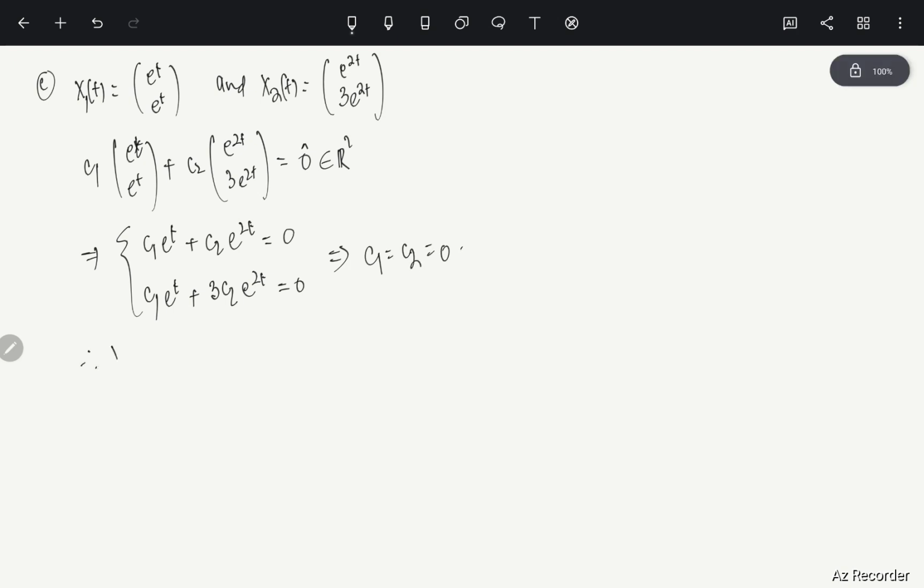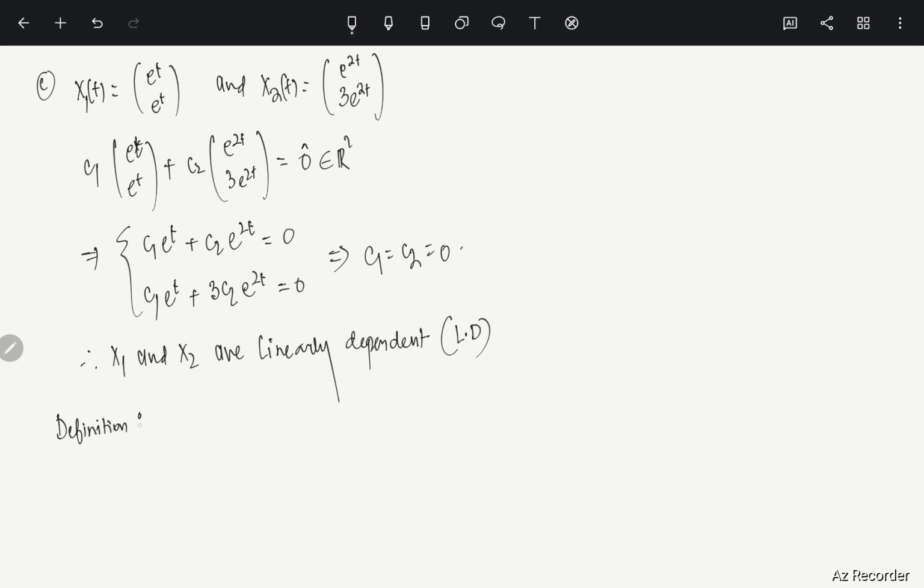So therefore x1 and x2 are linearly independent, right? So please make sure that what I'm trying to say is, you understand that this relation must hold for all t in wherever the interval is, right? So that has to be true. Okay, so from now on I will always write it as LD or LI, meaning linearly dependent or linearly independent, right?